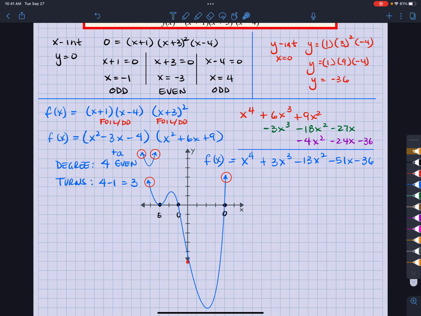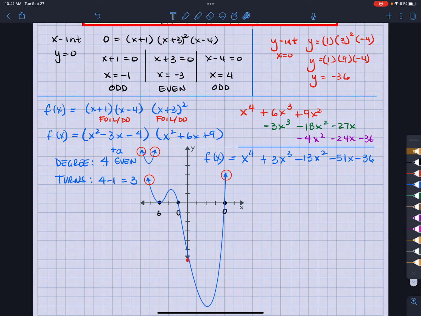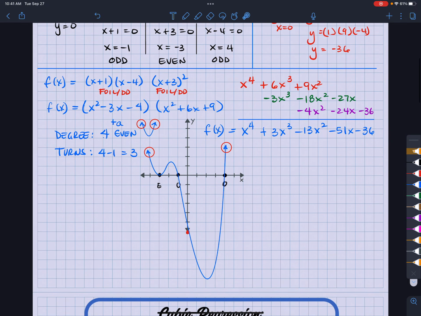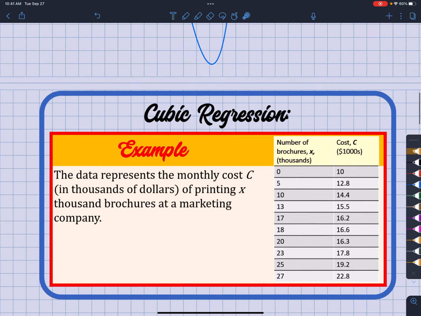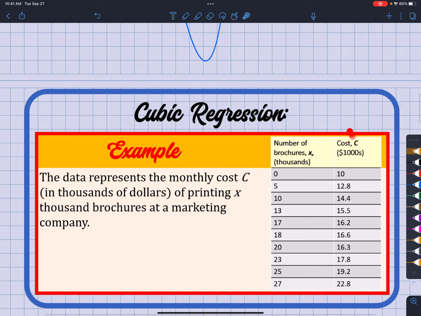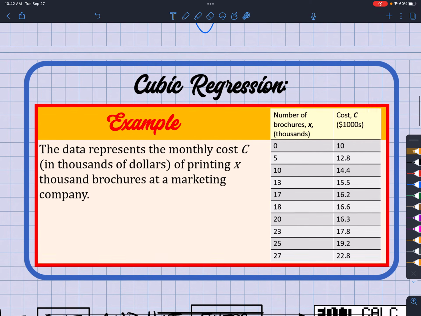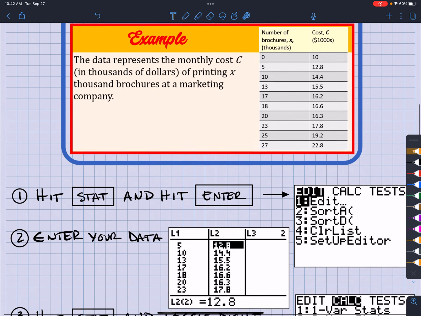And I hope that helps. And then the next thing is, what if we had been given a table of results, which X and Y, right? So there's a monthly cost in thousands of dollars of printing X thousand brochures at a marketing company. And we want to find the cubic regression for this. So what I did here was put all the steps down for the TI-84.